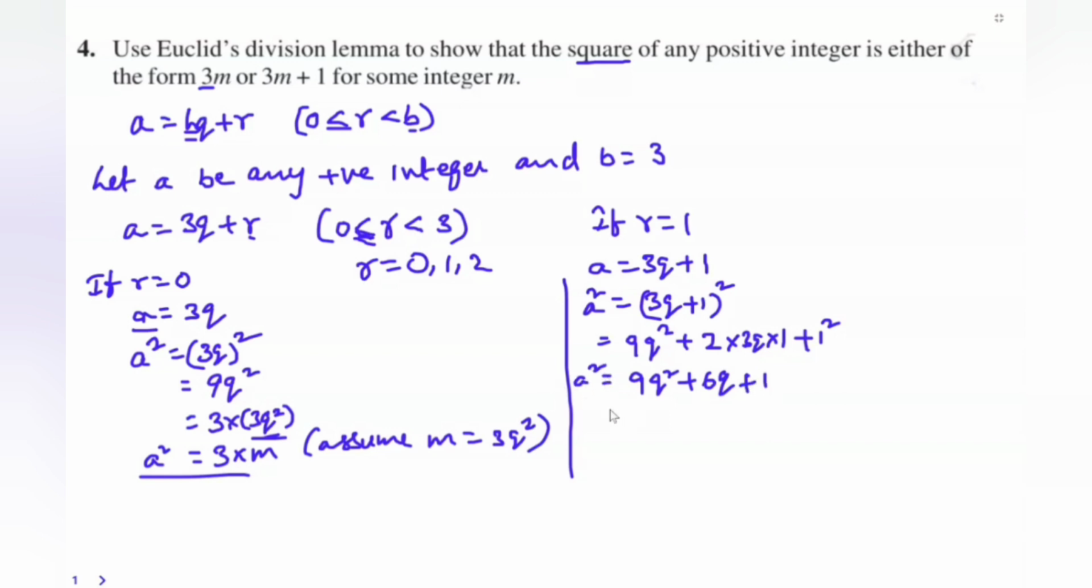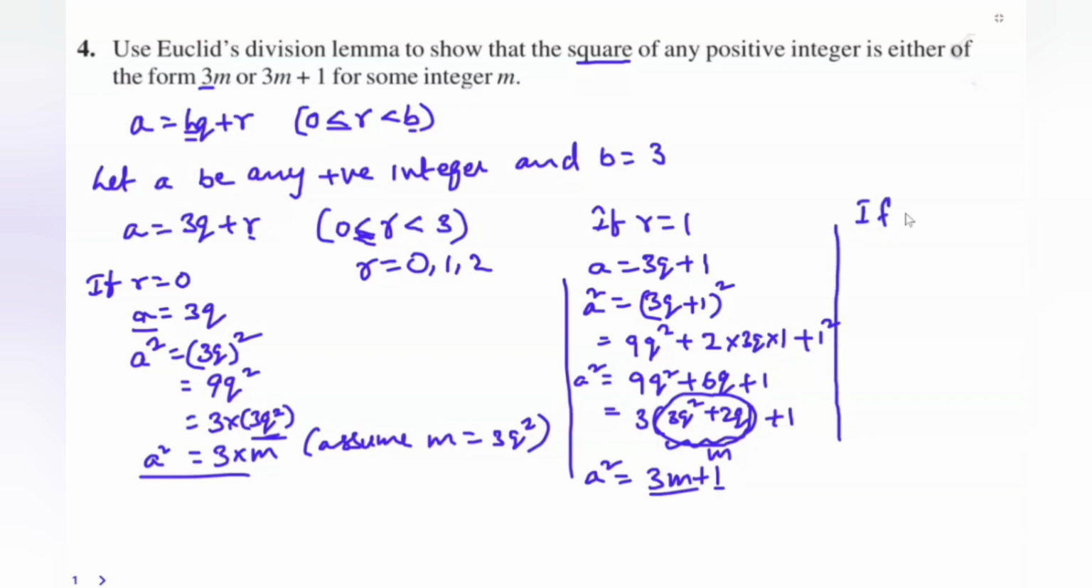So this you can write as, I will take out 3 common: 3 times 3q square plus 2q, plus 1. If you observe this, you assume 3q square plus 2q as m. So you can write it as 3m plus 1. Now you have that a square is of the form 3m plus 1, where m is any integer. So 3m plus 1.